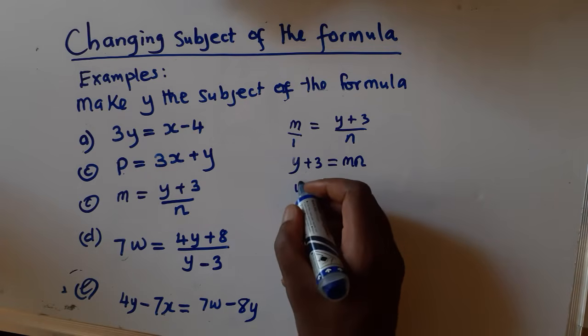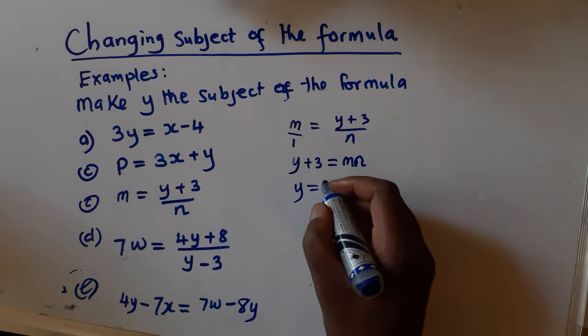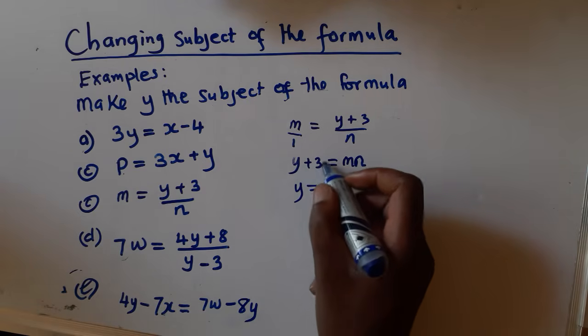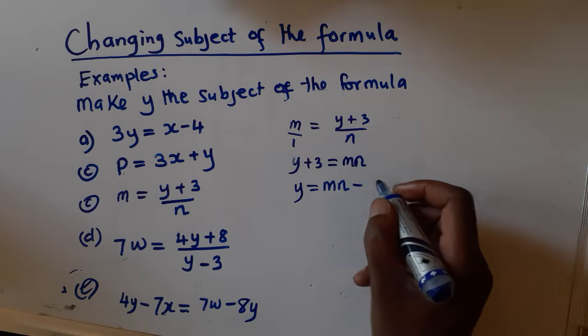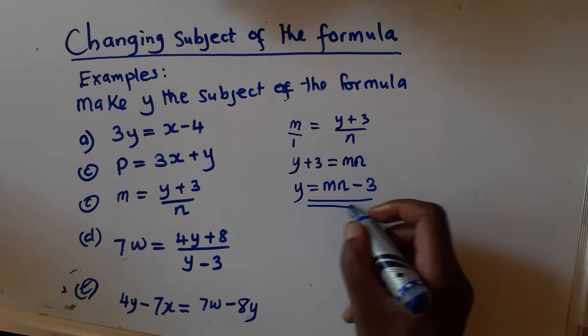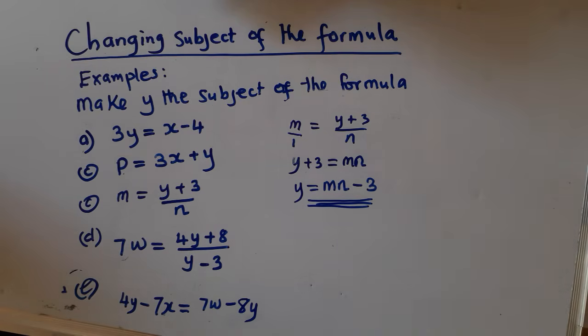Then we have y is equals to mn. Remember, we do not want this one here. We do not want this one. So it will come the other side as a minus. At this point, we have made y the subject of the formula.